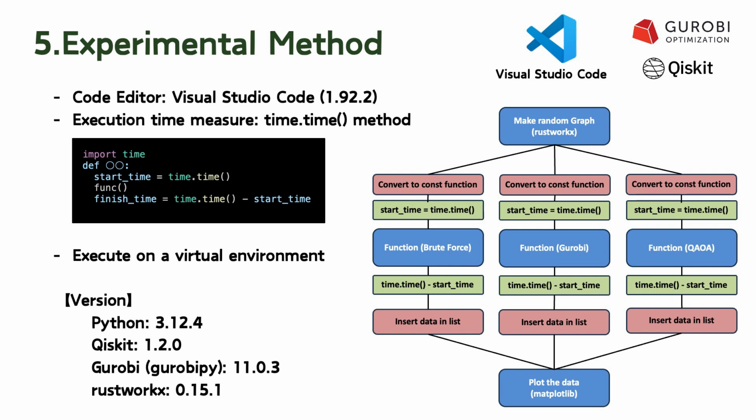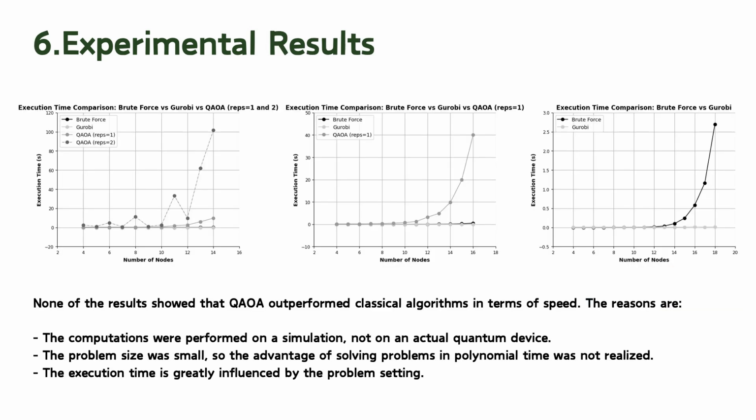In this experiment, each function was run separately to ensure that the execution time of one function did not affect the others. Here are the results of the experiment. The graph on the left shows the execution time of brute force search, Gurobi, and QAOA with 1 and 2 steps. The middle graph compares brute force search, Gurobi, and QAOA with 1 step, and the graph on the right compares brute force search and Gurobi. The results indicated that QAOA generally took longer to execute, and classical solvers outperform QAOA in both execution time and accuracy. Let's take a closer look at each dataset.